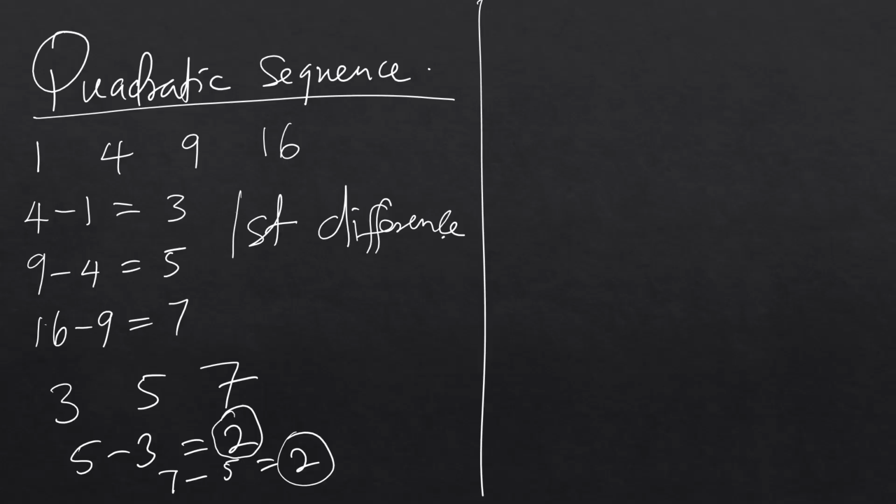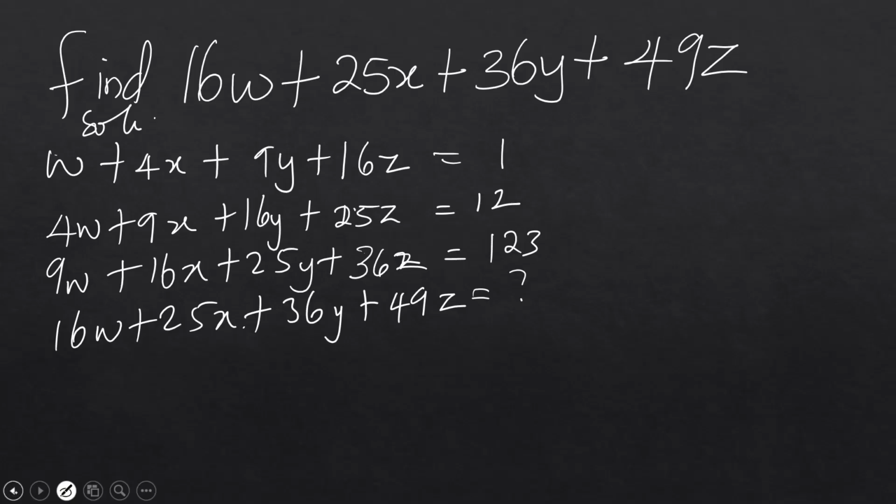Now, let's go back and apply this rule. That's all we need. All right. So we have this, and if you look at it, it is 1 squared, 2 squared, 3 squared, 4 squared. This is 2 squared, 3 squared, 4 squared, 5 squared.